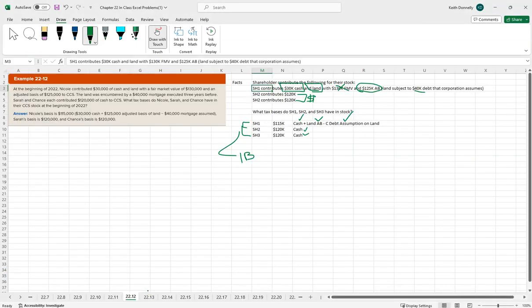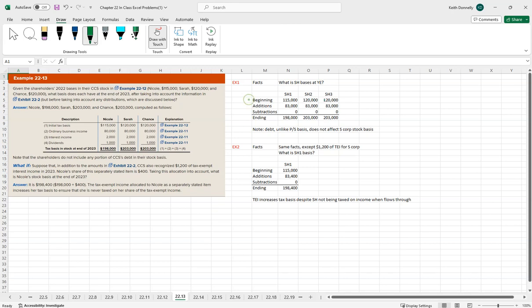So let's look here at 2213. We looked in 2212 at that beginning basis, the 115, the 120, the 120. We're going to have our additions and our subtractions, for our share of income, dividends, and so on and so forth. In this case, here's our ending basis. Remember, it can't go below 0, and there's nothing in this that deals with the S Corp's liabilities itself. For a partnership, yes, you would have that. For S Corp, the general rule is going to be no.